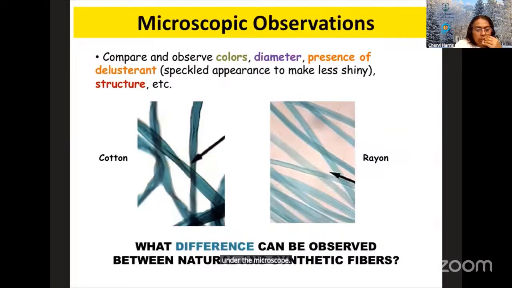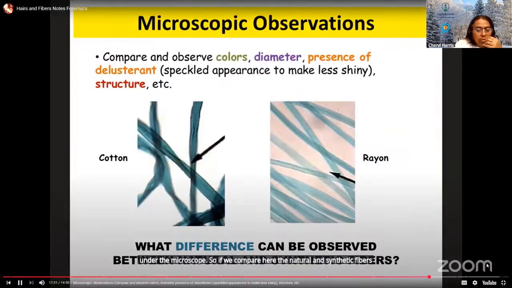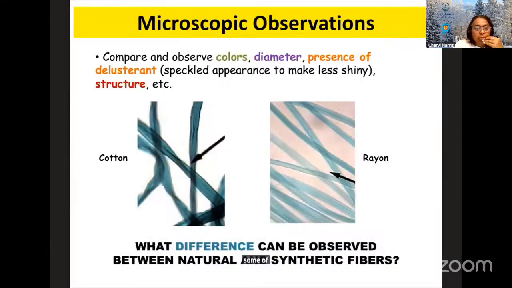If we compare the natural and synthetic fibers here, we can see some of the differences under the microscope. Cotton on the left would be your natural fiber, and rayon on the right would be your synthetic fiber. You can clearly see how the synthetic fiber is a nice, organized fiber, versus this one, which doesn't look as organized because it's coming from nature.